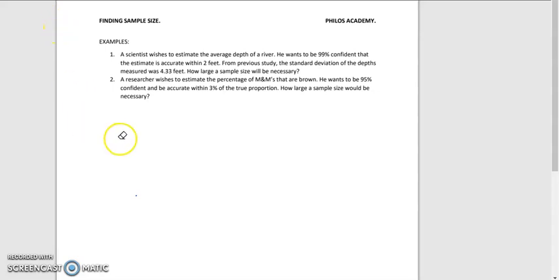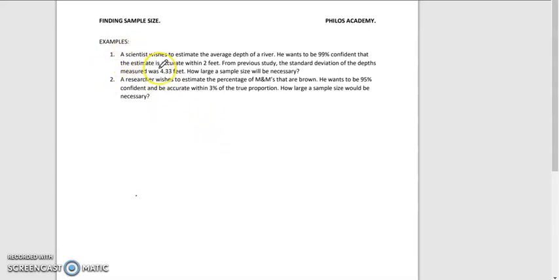So let's see how to find sample size for large sample and for confidence interval in proportion. Let's take these two examples.